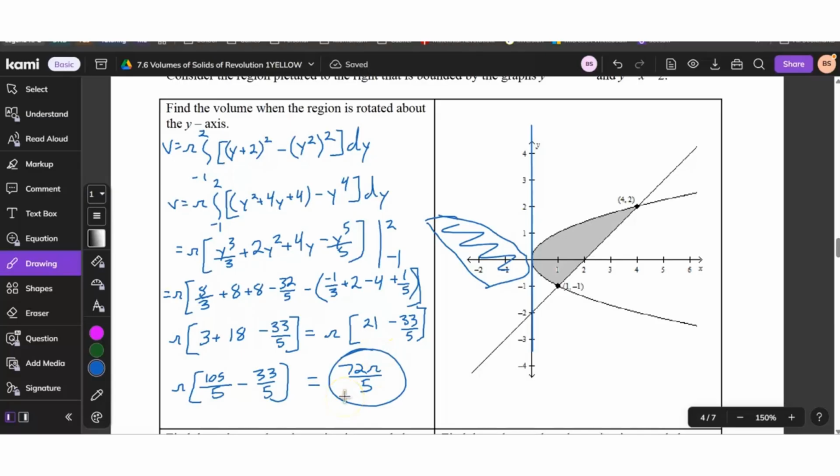So, same thing as we got last time, it's just that now our graphs were different because we tilted them rather than them being vertical.